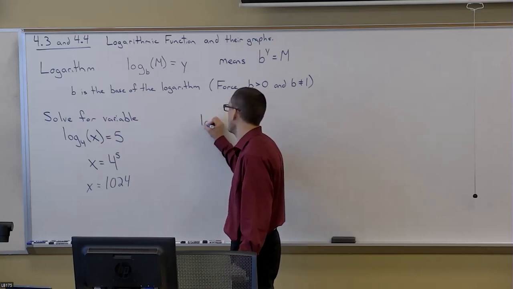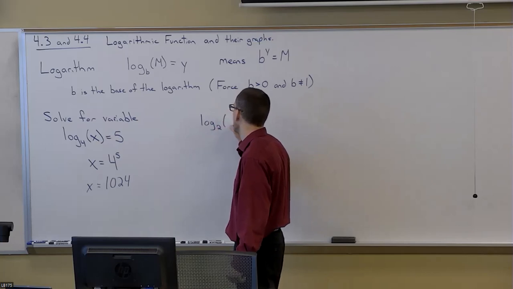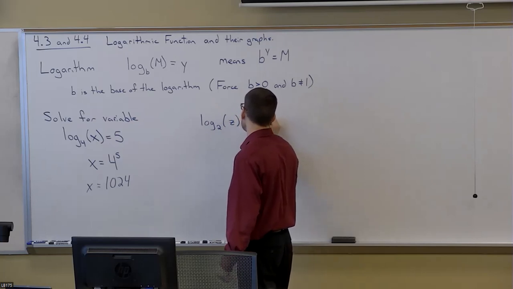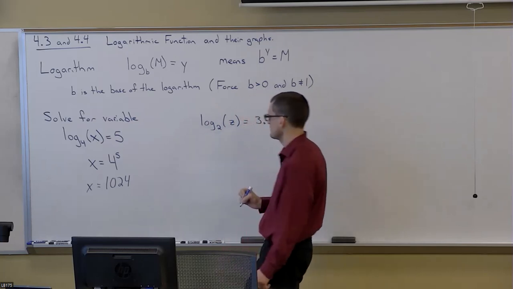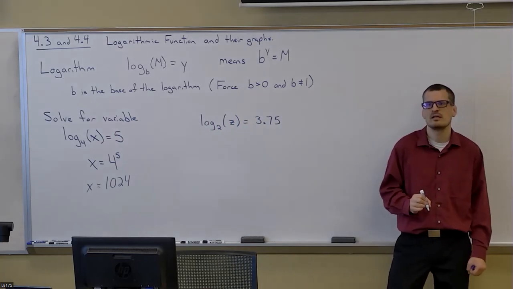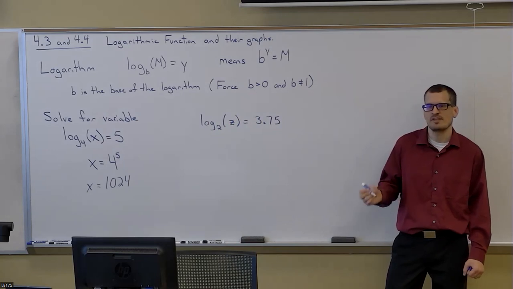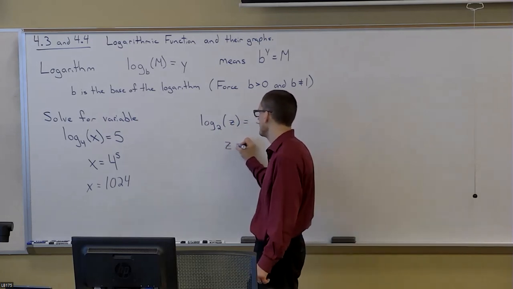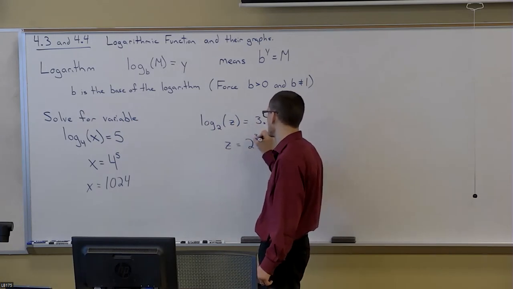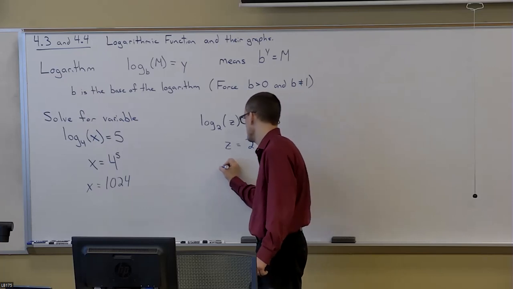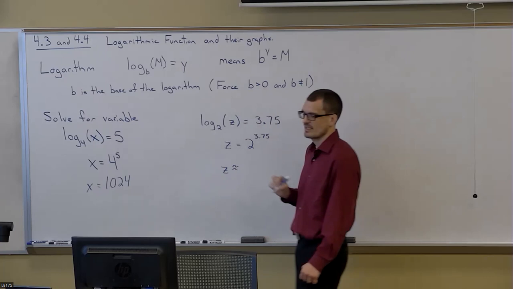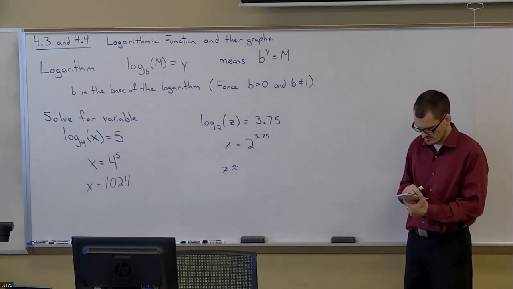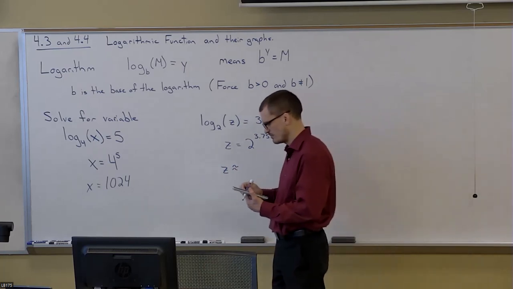If we said log base 2 of, I'll call this one z, is equal to 3.75. Same thing. In order to solve, I do a rewrite and I say that means z is equal to 2 to the 3.75 power. And then I can just type that in my calculator. I get roughly 13.45.